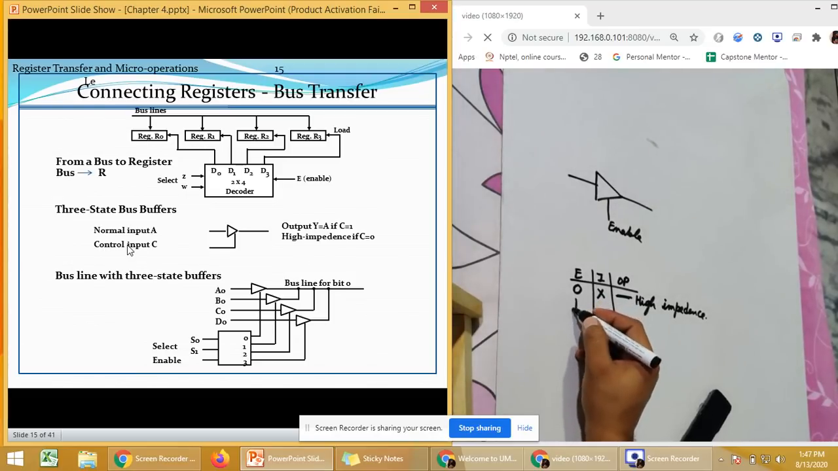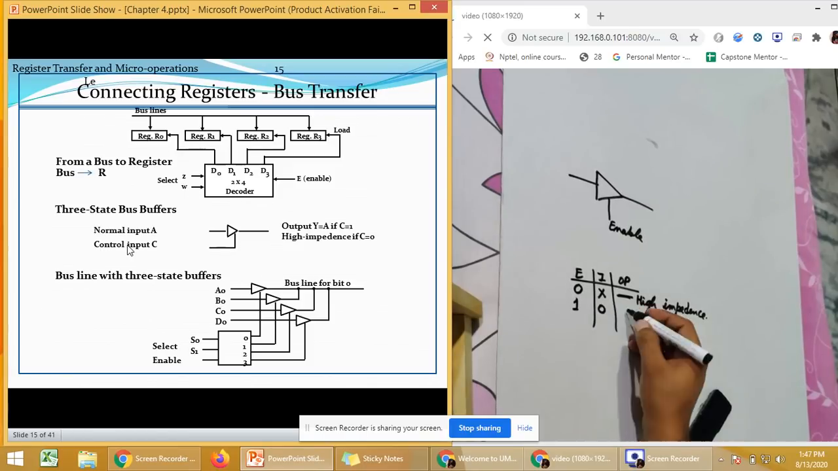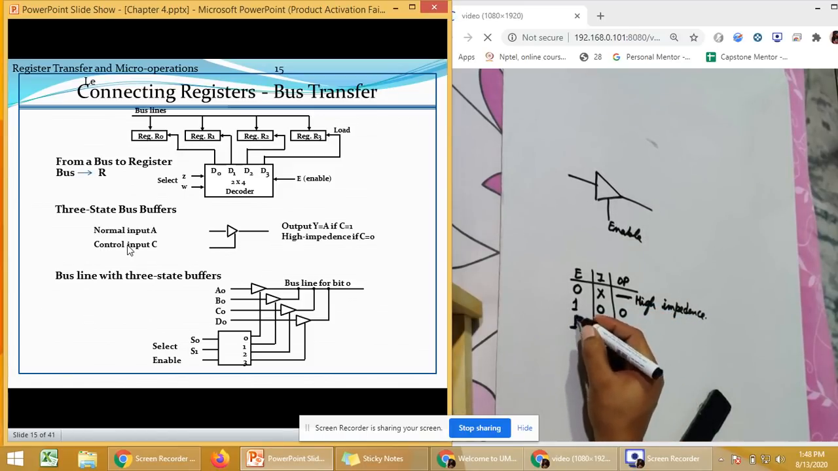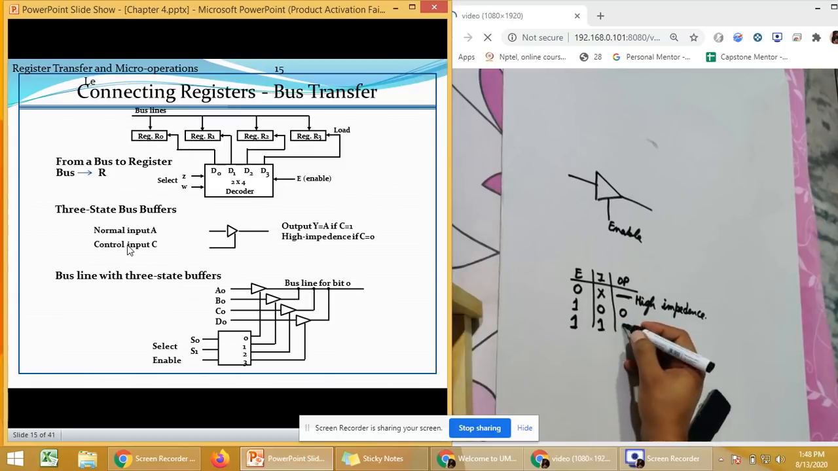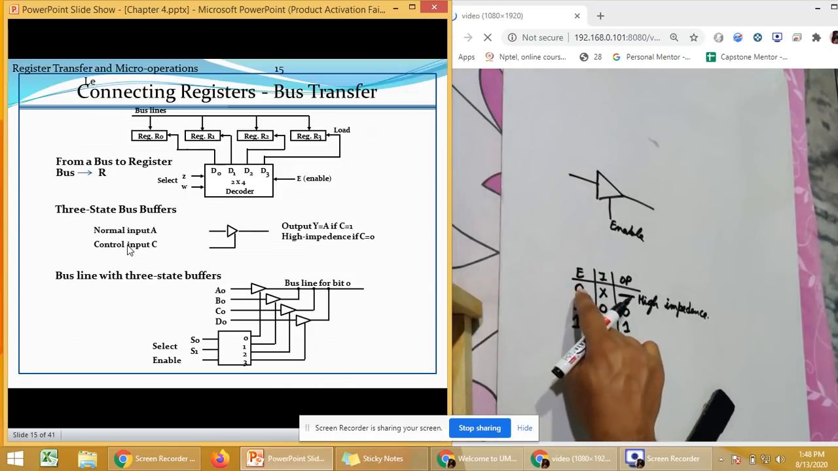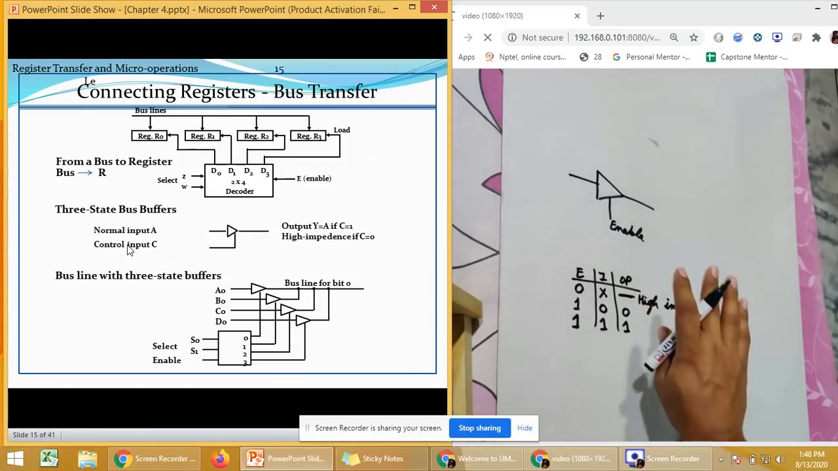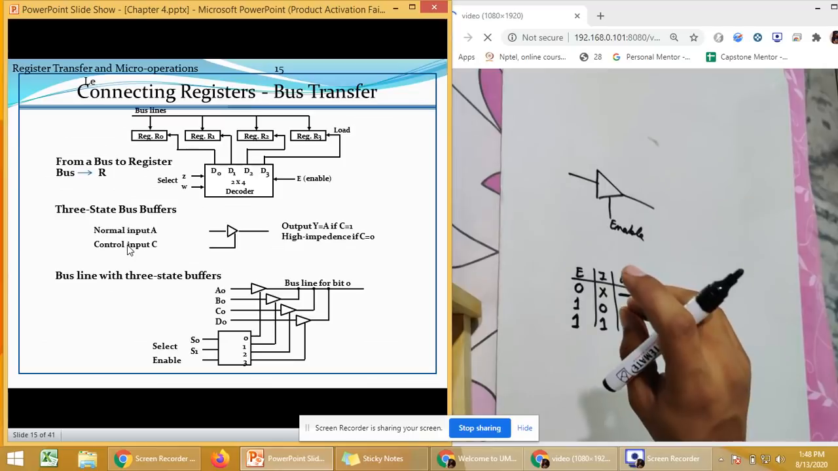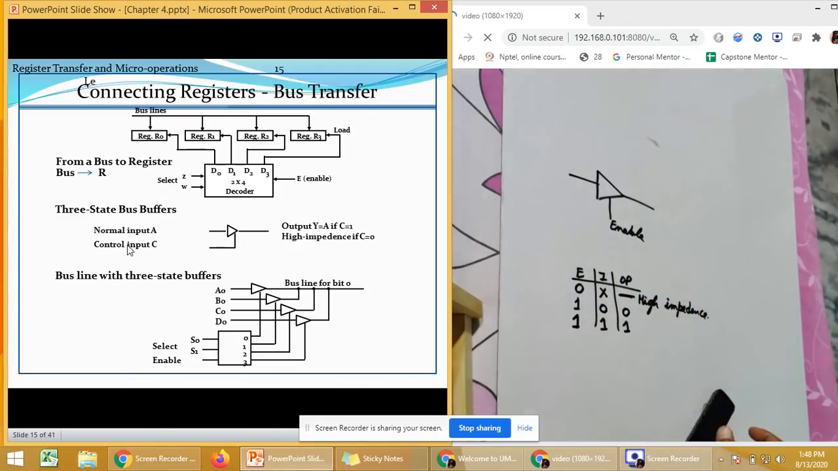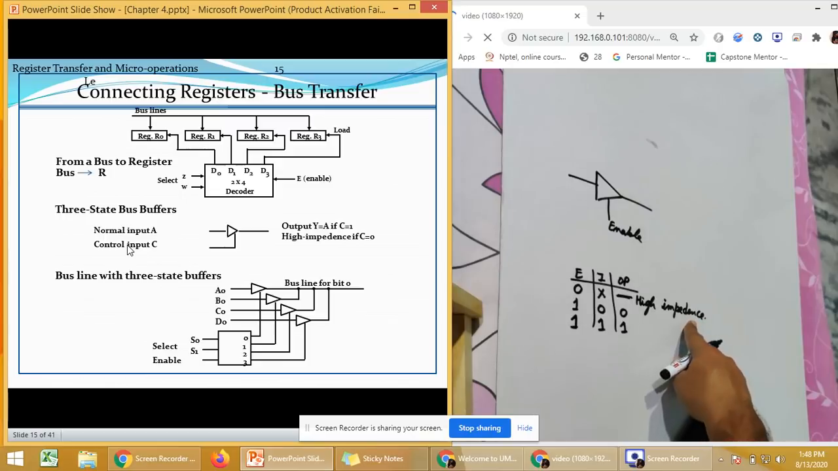But if the enable line is 1 and we give the input 0, the output will be 0. If the enable line is 1 and the input is 1, the output will be 1. So the only difference between a buffer and a three-state buffer is that when enable is 0, it is in high impedance, which means it will not be 0 and it will not be 1, it will be simply disconnected from the circuit. Now this property of the three-state buffer, we are going to use to construct a bus system.